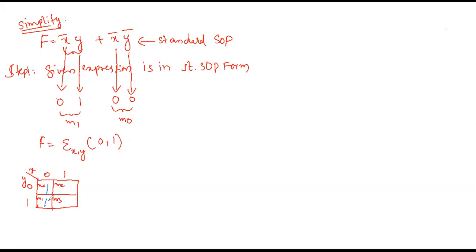Now check the adjacency of the minterms which are present. m0 and m1 are present, so you have to check the adjacency of m0 and m1. Are these two adjacent cells or not? m0 is x value 0, y value 0, and m1 is 0, 1. So how many bits are different? x is the same, y is different. One bit is differing, so these two are adjacent.